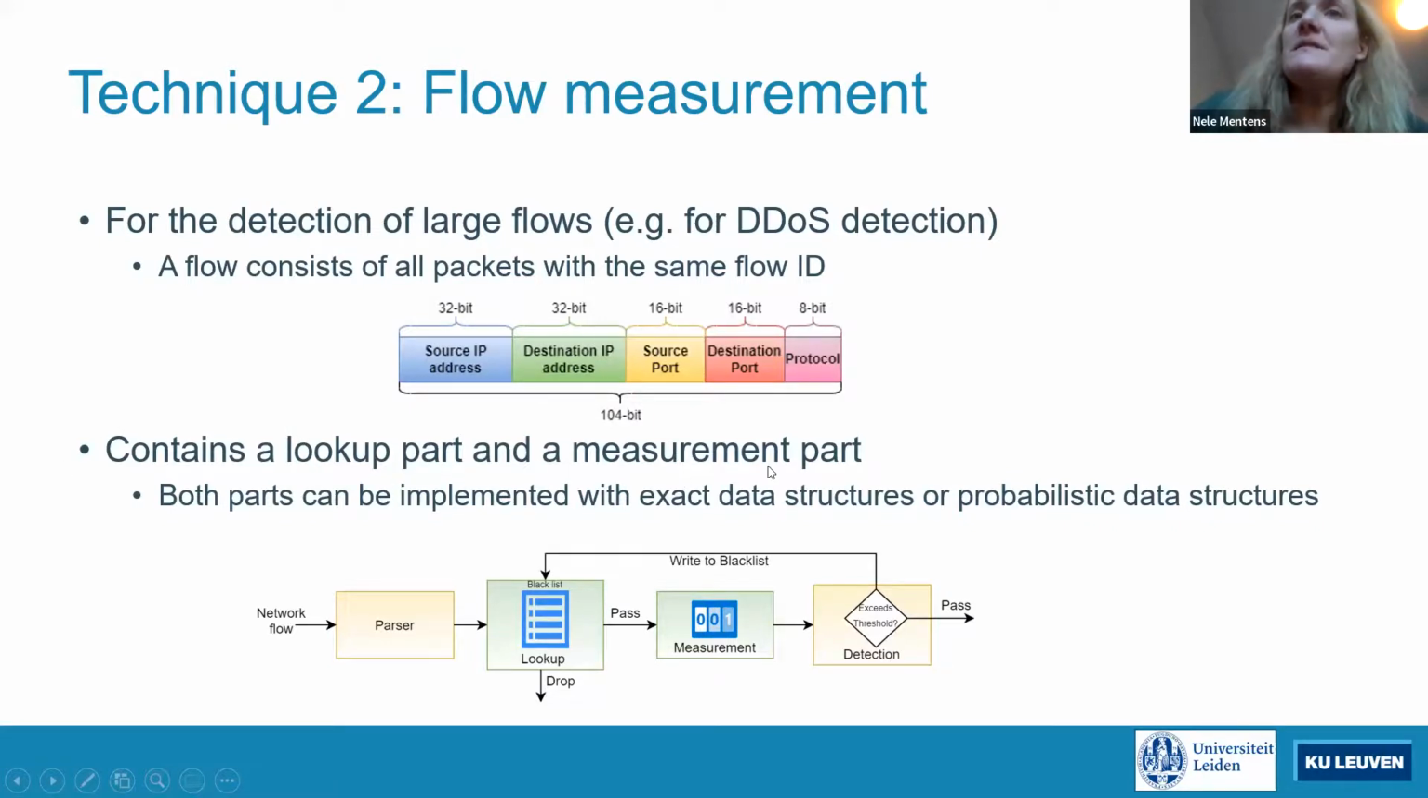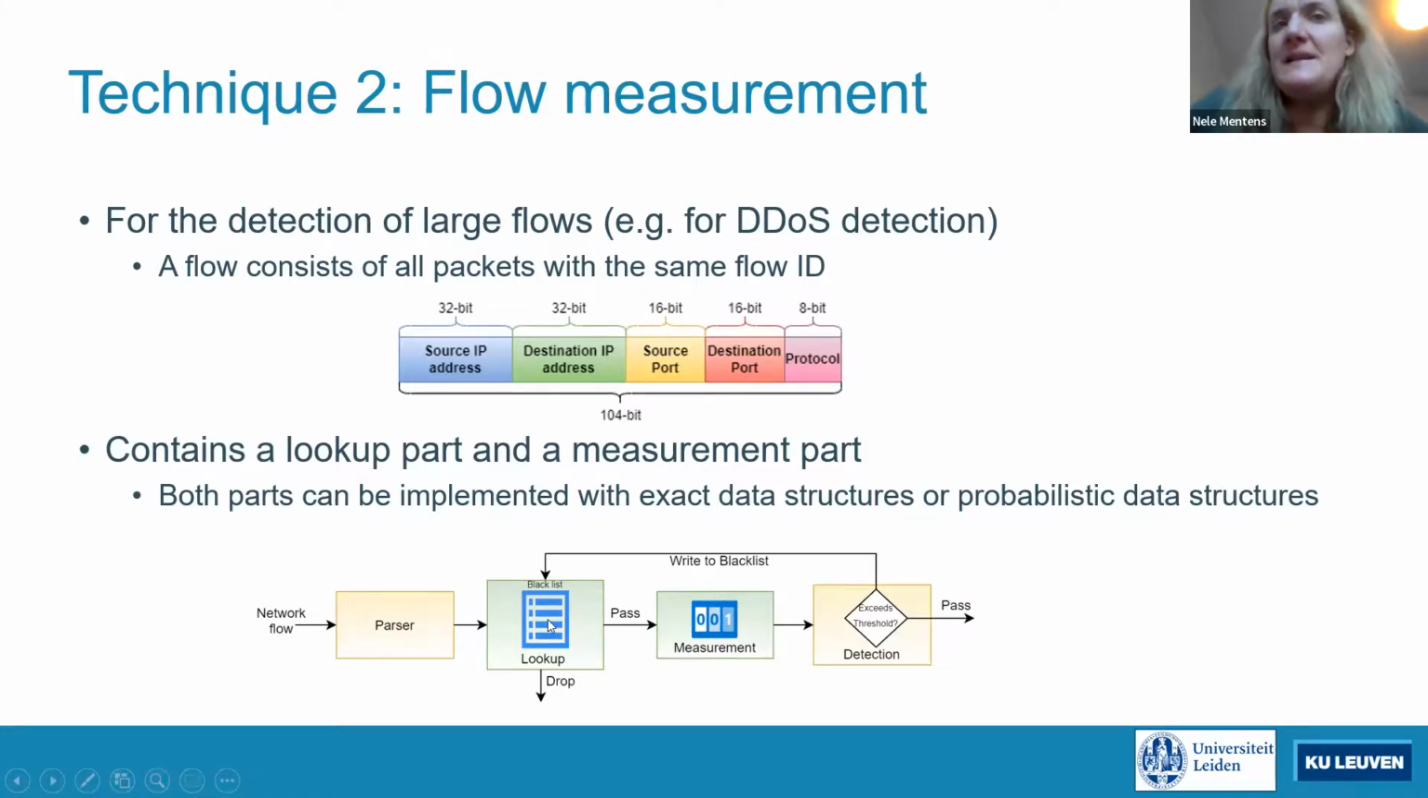Flow measurement contains a lookup part and a measurement part. So what typically happens is a network packet comes in, a parser checks to which flow this packet belongs, and checks in the blacklist whether this packet with this flow ID should be dropped or not. We assume that we keep a blacklist of malicious flows. All the values that are in this blacklist, all those packets should be dropped.